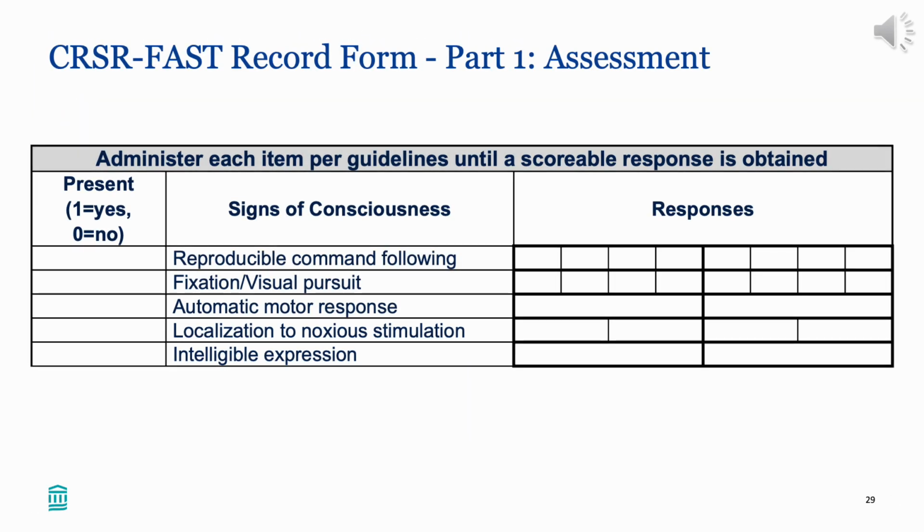The CRS-R-FAST manual includes a record form for documentation of the patient's performance. The record form has 3 parts.